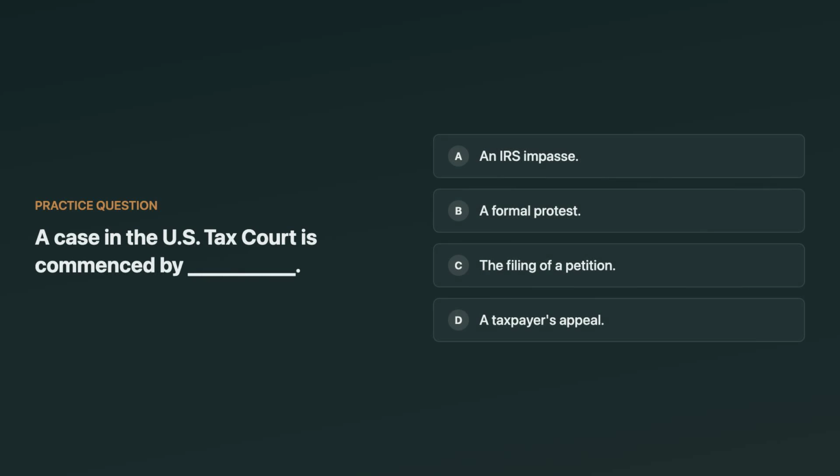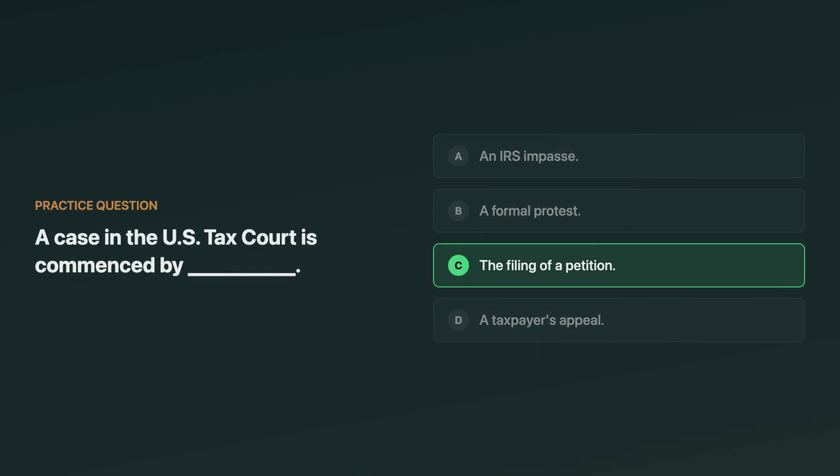A case in the U.S. Tax Court is commenced by what action? The choices include an IRS impasse, a formal protest, the filing of a petition, or a taxpayer's appeal. Focus on the procedural trigger that officially starts the court case. Think about it.